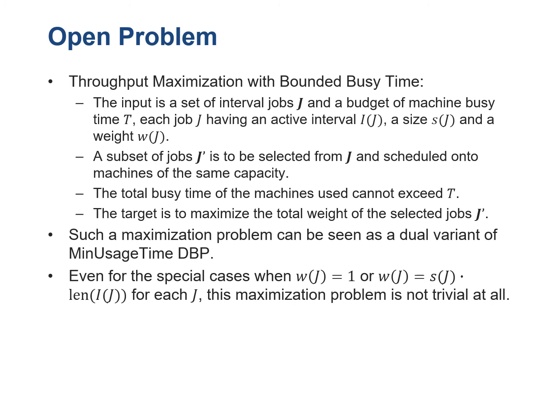Finally, one open problem is called throughput maximization with bounded busy time. This problem can be seen as a dual variant of the mean usage time dynamic bin packing problem. And this is much about it.